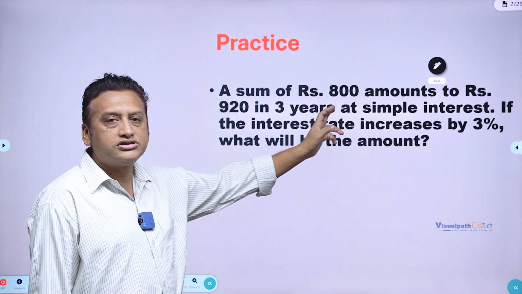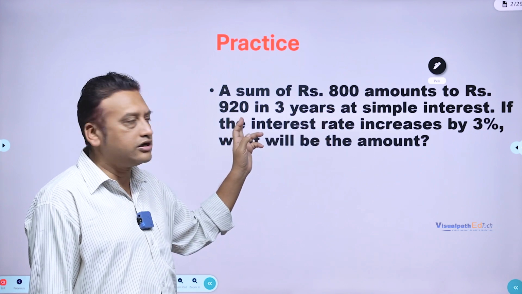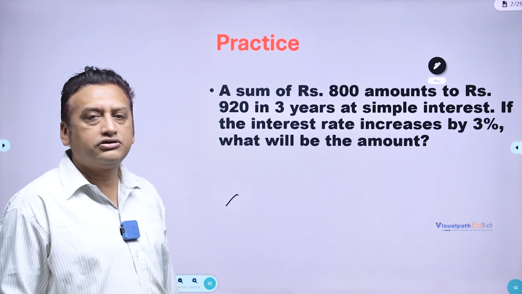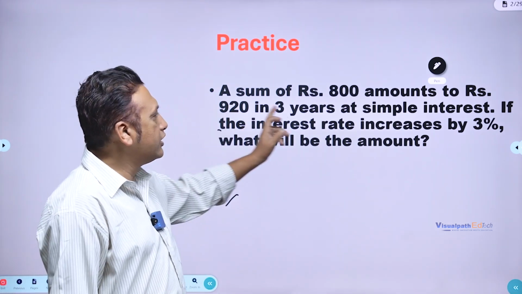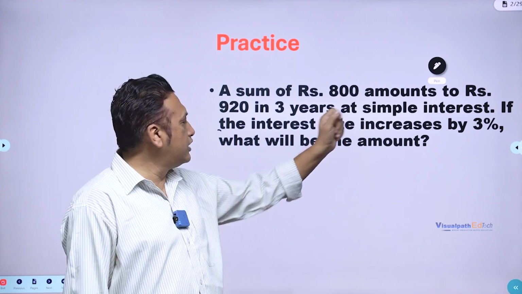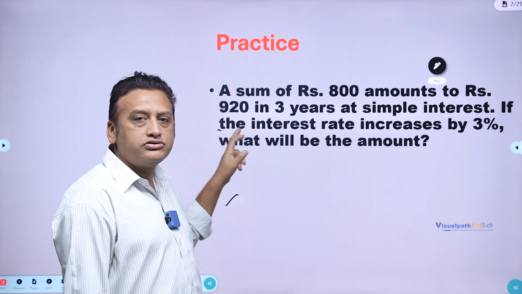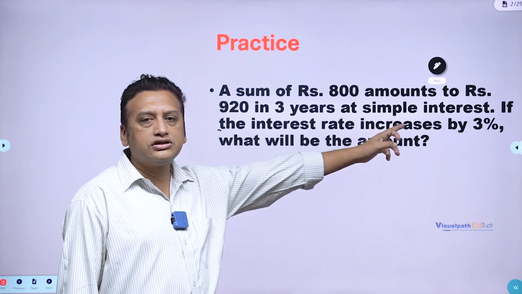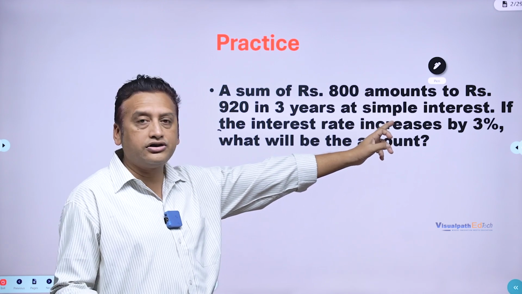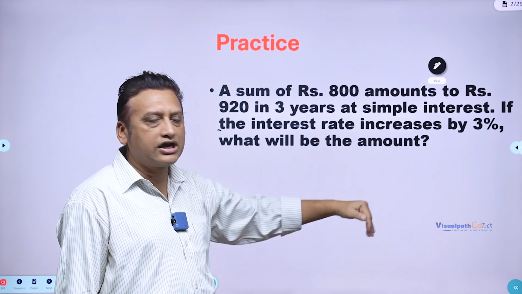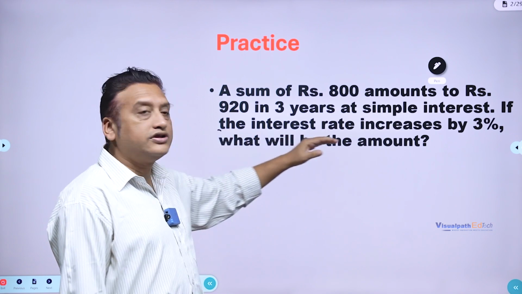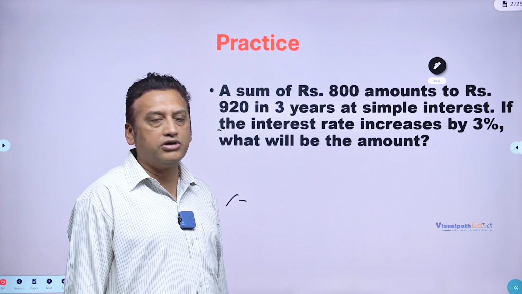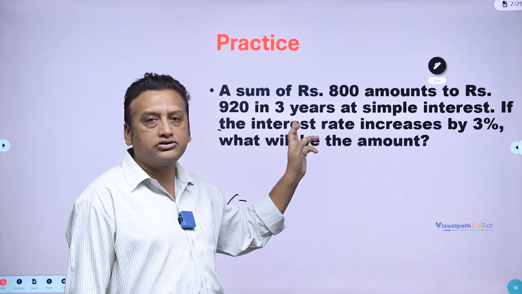A sum of rupees 800 amounts to rupees 920 in 3 years at simple interest. So the rate of simple interest is not given to us. We need to find it out. We are given principal 800 rupees, then amount 920, and the time given is 3 years. We need to calculate the simple rate of interest from here. And then there's a second part of the question which says if the rate of interest is increased by 3%, then what will be the amount in the same time, that is in 3 years.